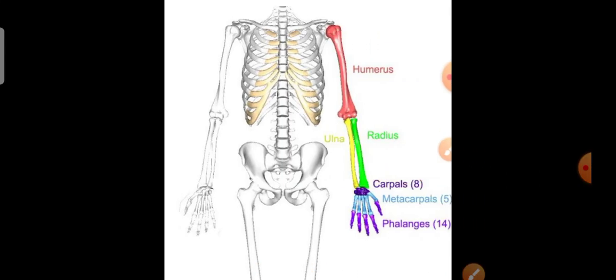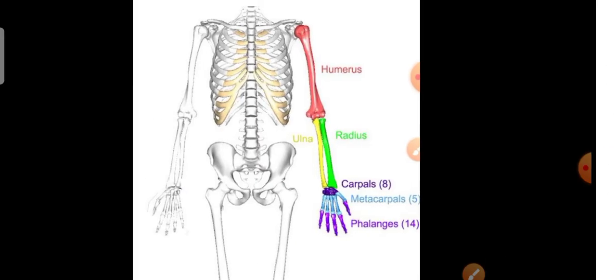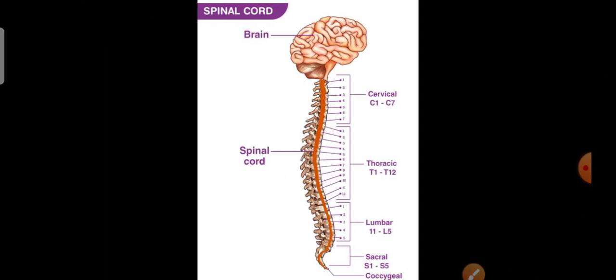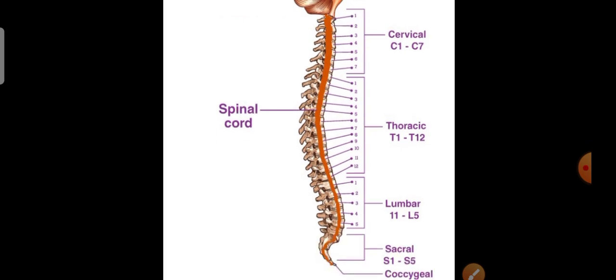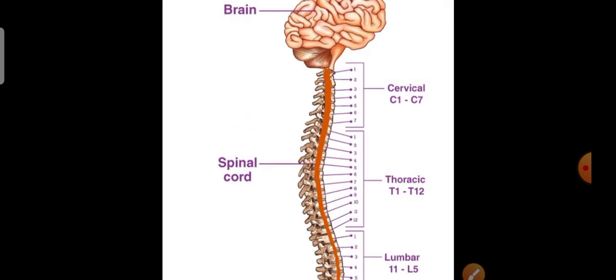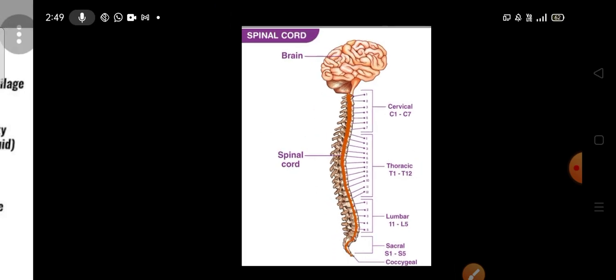Next one is the humerus. Already I have told you, this one is the humerus. Then the phalanges. Okay, this is the vertebral column: cervical 7, the neck portion of the head, thoracic 12, then 5, 5. So overall, the spinal cord.